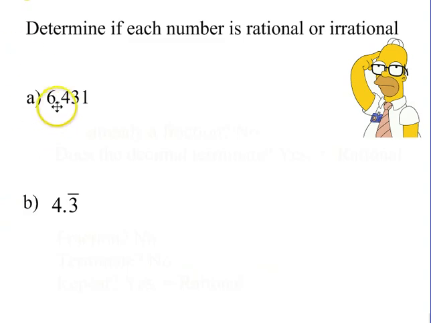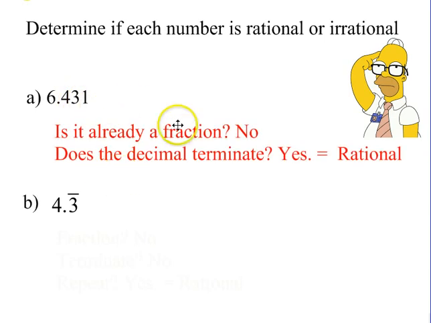Okay, 6.431 with no dots after that. Okay, so I ask myself, is it already a fraction? Nope. Does the decimal terminate? Yeah, it does. It stops right there. I can tell you all the next numbers are 0, so therefore it's rational.